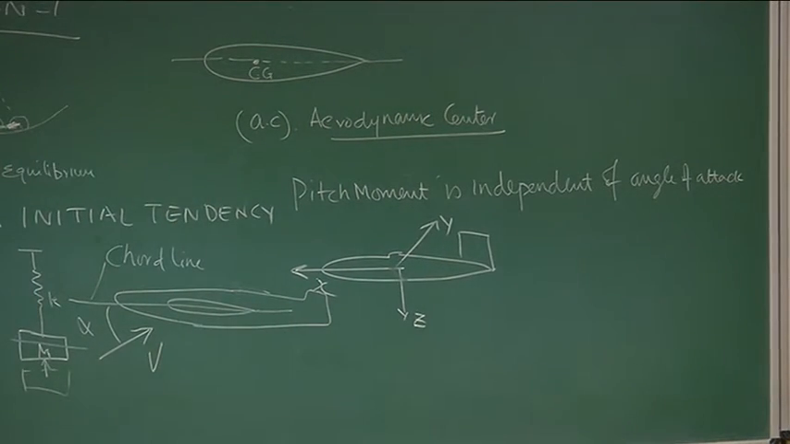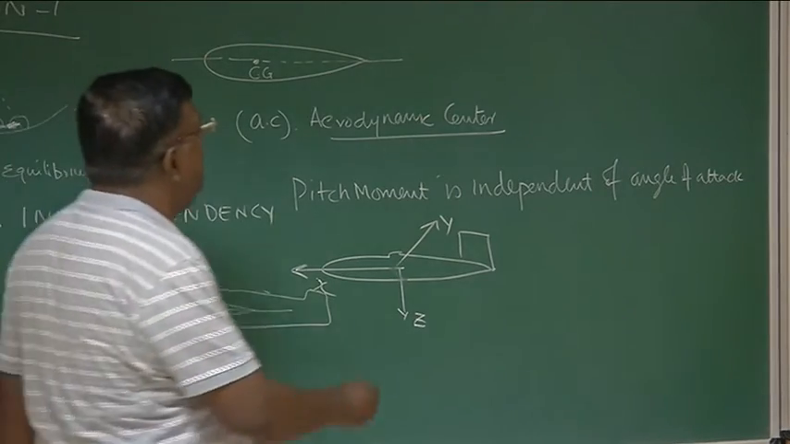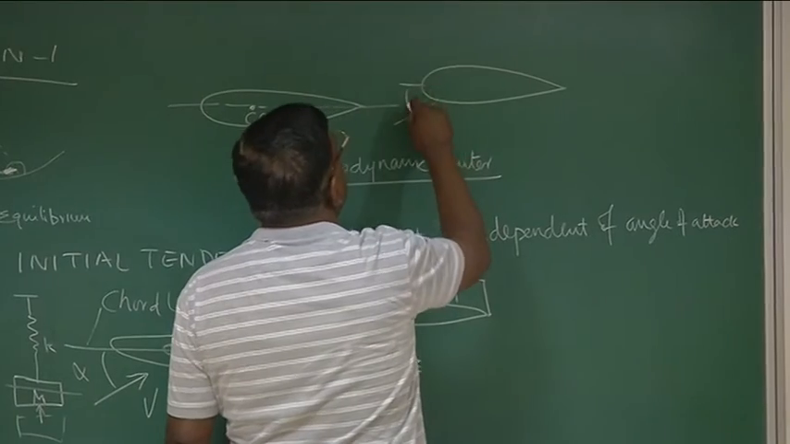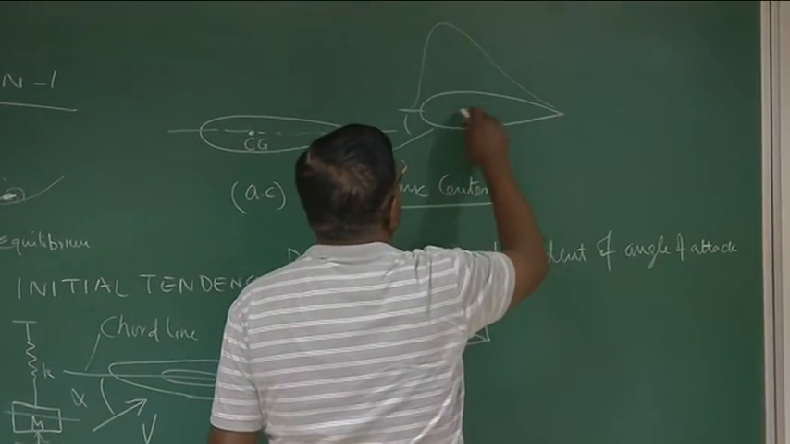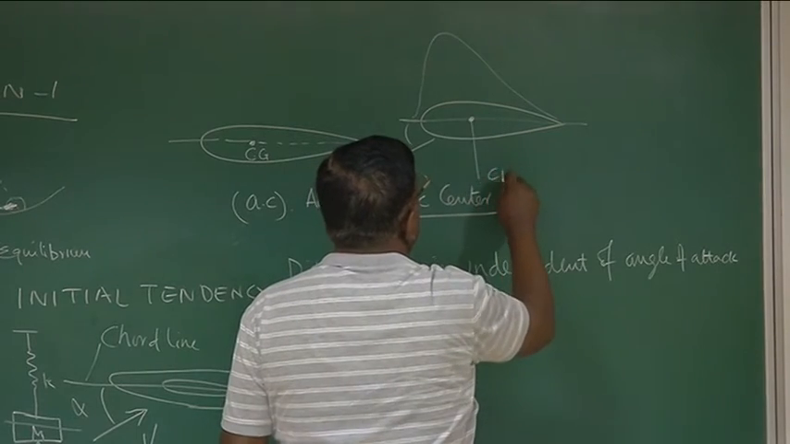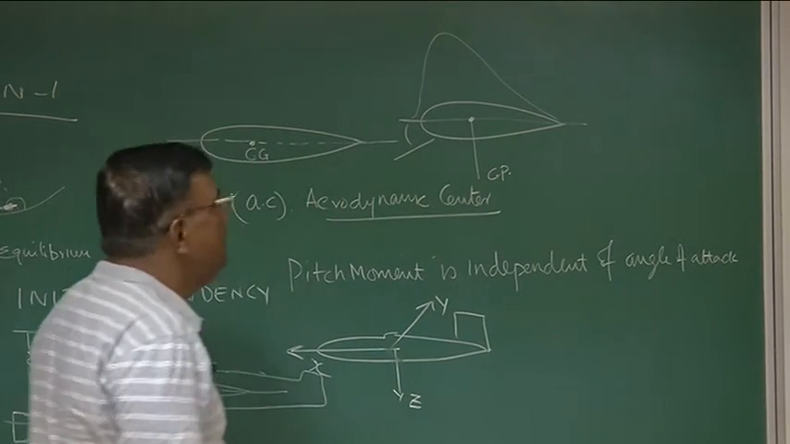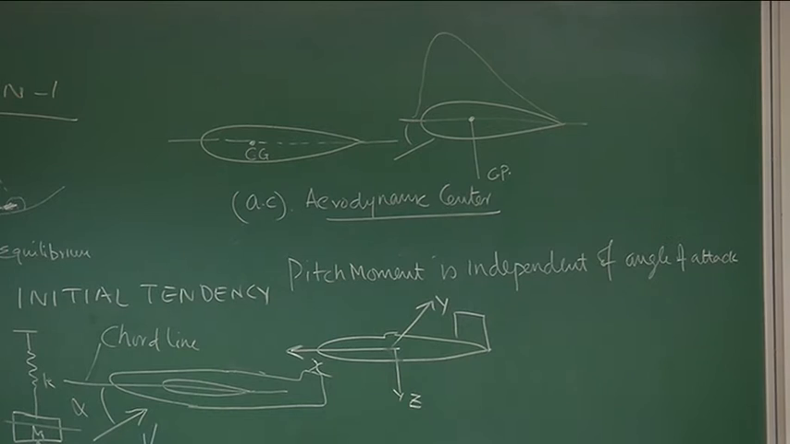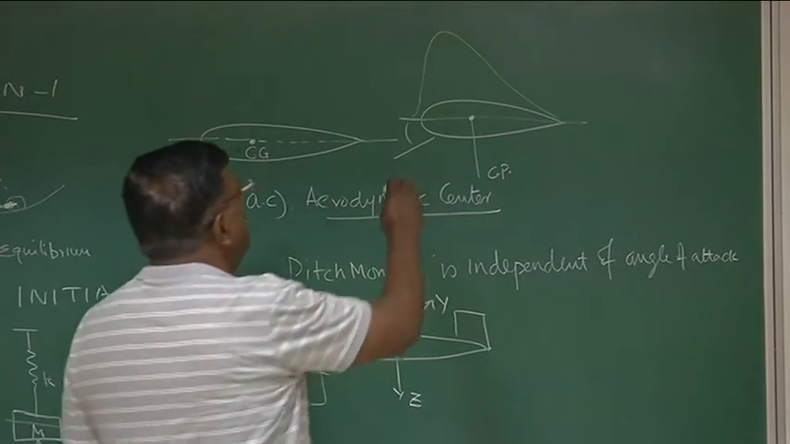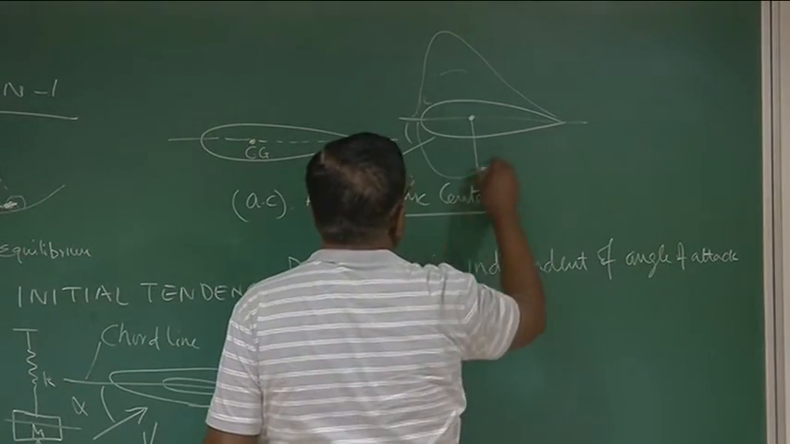Now, we also understand that if this is a body, for any angle of attack, there will be pressure distribution, and the net force we can represent at the center of pressure. And you know what is center of pressure? The center of pressure is that point, the resultant of these forces acting here and there.